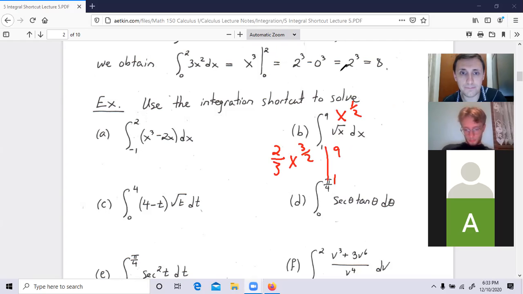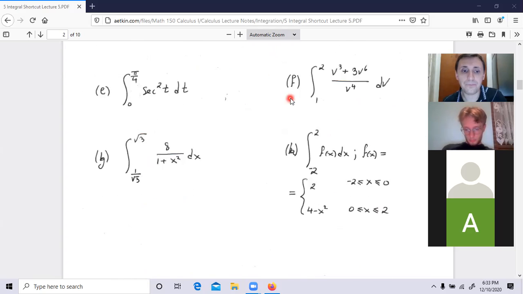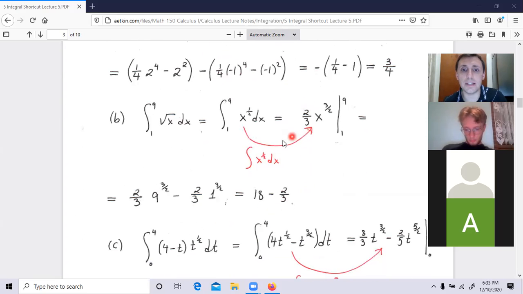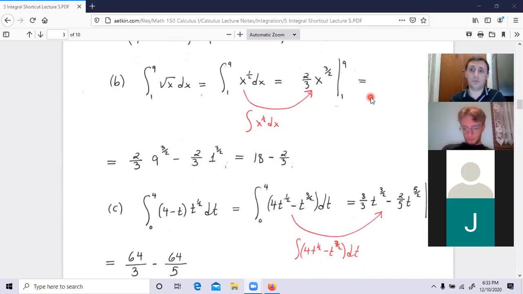Thank you, Alan. So here it is. I plug in 9 and I plug in 1, and I have 18 minus 2/3. Are you with me? 18. Alan, I think you typed 81. I think you meant 18. We're not in Hebrew school. So 18 minus 2/3.